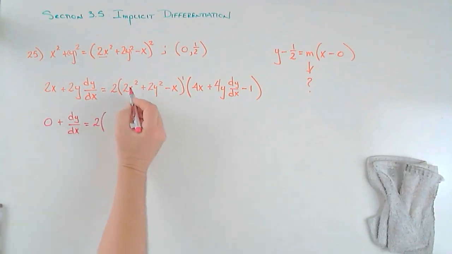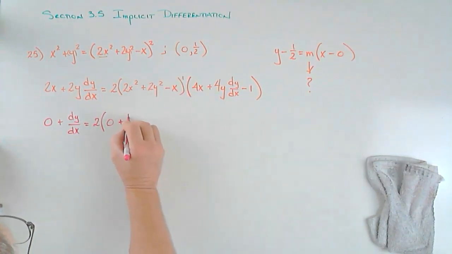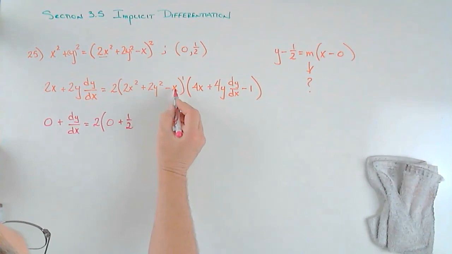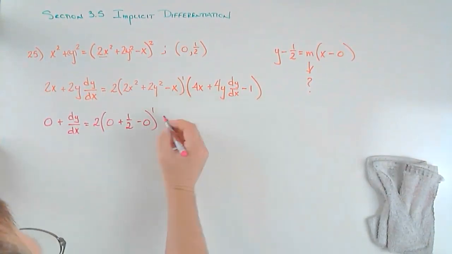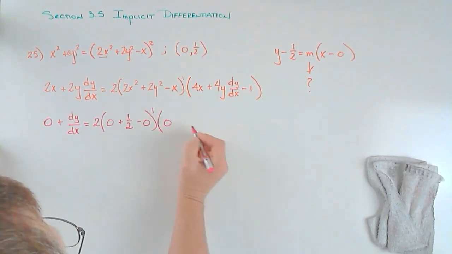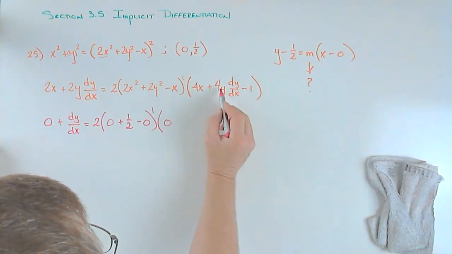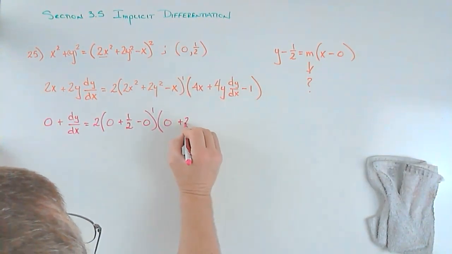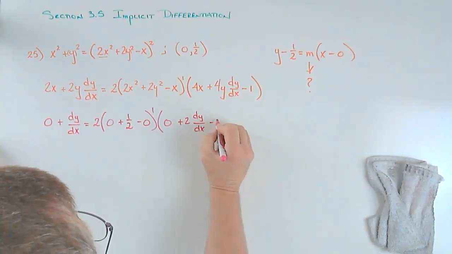That's 2. X is 0. 0 squared is 0 times 2 is 0. So that's going to be 0. Y squared, that's 1/2 squared. That's 1/4 times 2. So that's 1/2 minus 0, all to the first. And what do we have here? We have 4 times 0, that's 0. We have 4 times y. Y is a half, so 4 times a half is going to be 2. And then we have our dy/dx minus 1.